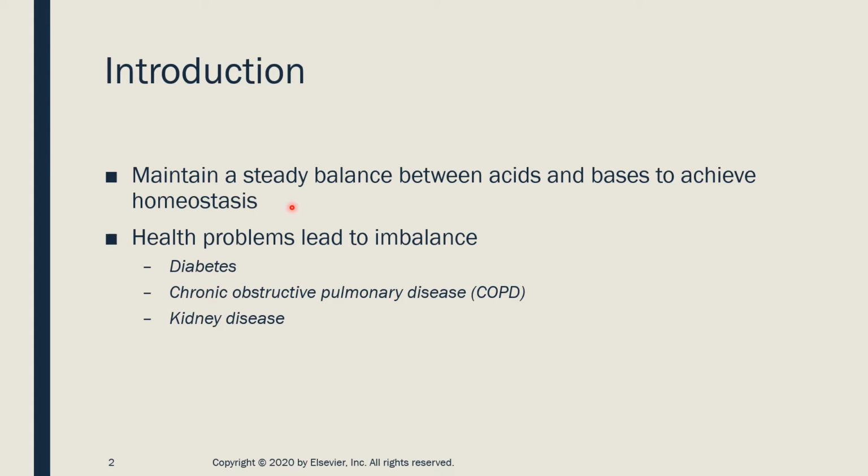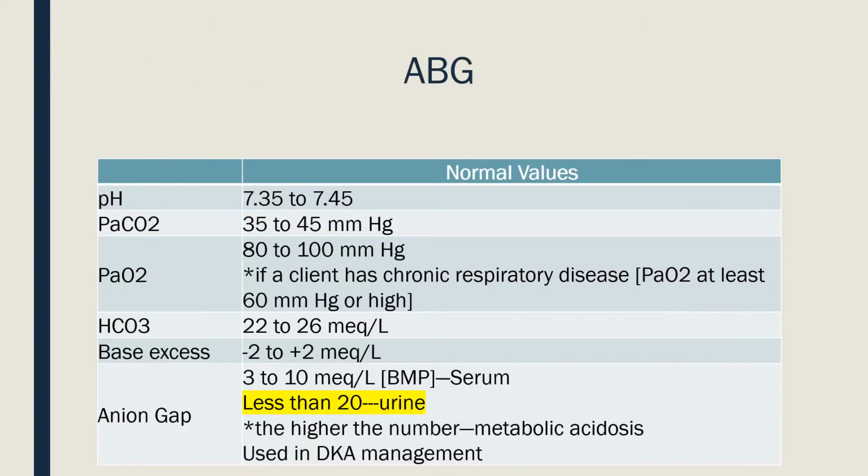So remember that, again, to achieve homeostasis, we need to make sure that there is a balance between the acids and the bases. And as you can see here, there are different health problems that can lead to imbalance, like diabetes, COPD, and kidney disease.